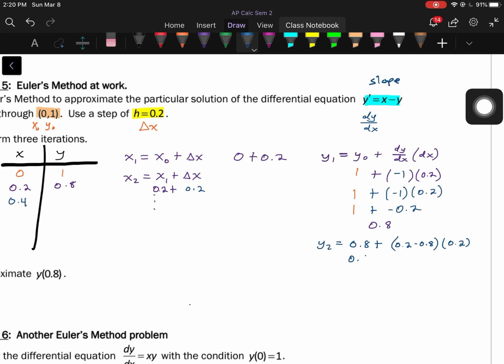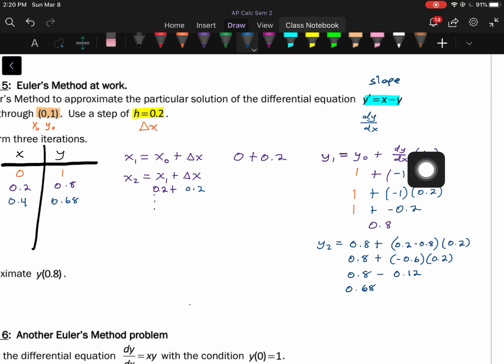So I have 0.8, the old y value, plus negative 0.6, or negative 6/10 times 0.2. So 0.8 minus, and that'd be 0.12. So I get 0.68. And that's my new y value.